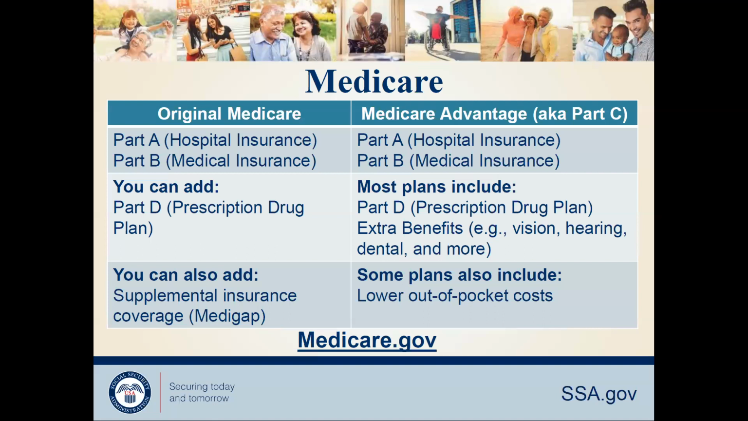Then there's Medicare Advantage, also known as Part C. It's an all-in-one alternative to Original Medicare. These bundled plans include Part A, Part B, and usually Part D. These plans may also have lower out-of-pocket costs and may offer extra benefits that Original Medicare doesn't cover, like vision, dental, and more.